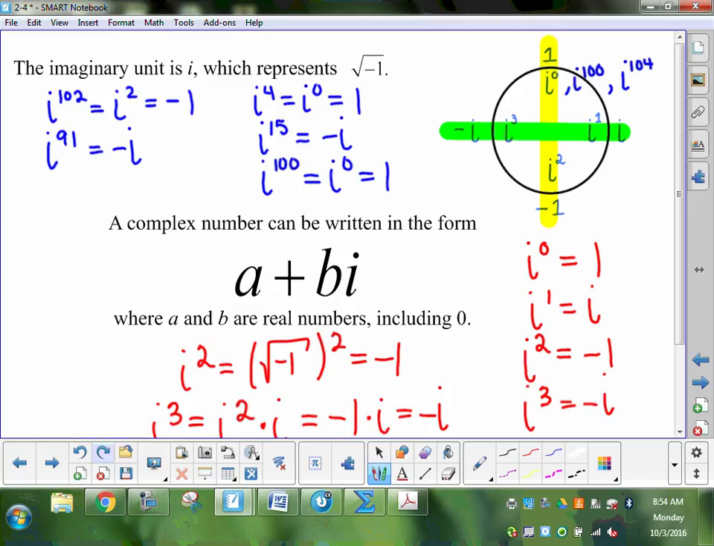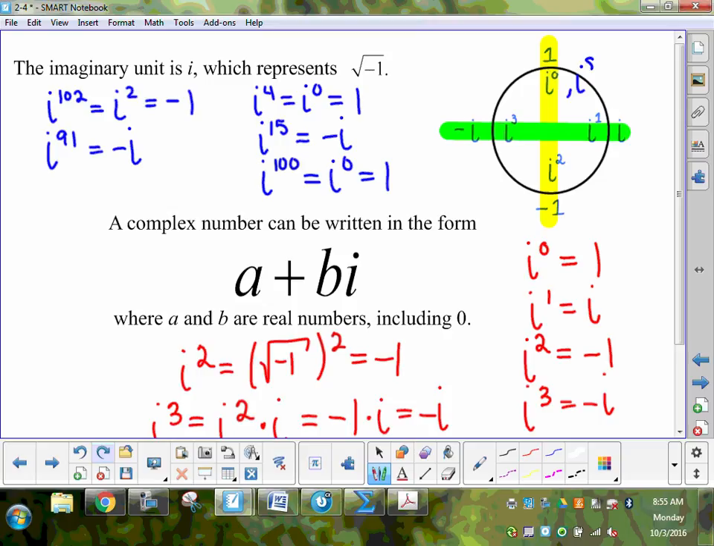I used 100. Did anybody find a multiple nearby that might be more beneficial? 88. So if you start off at i to the 88th and know that that is up here, then you do 89, 90, 91 gets you to negative i. You could have also used one other multiple that's really, really close to 91. 92, and then count backwards 1.